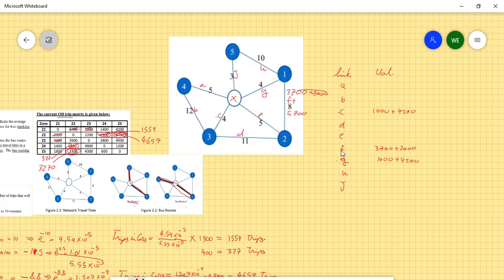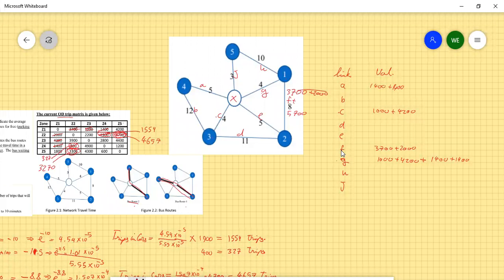Let's go zone 1 to zone 4. That's the shortest path, GA. So that's GA. So we're going to assign here 1400. Okay, and 1400. And both will go also on A. Okay, so we are done here.